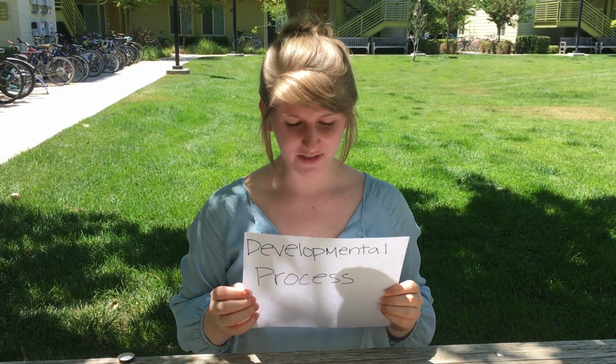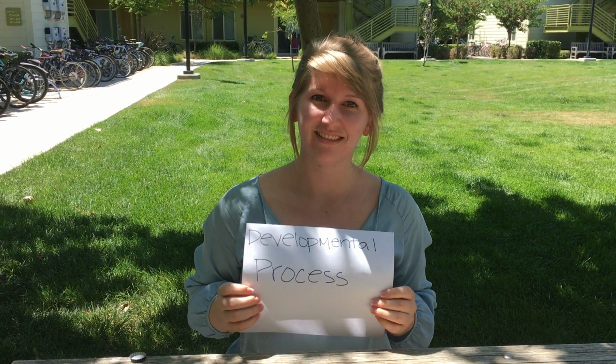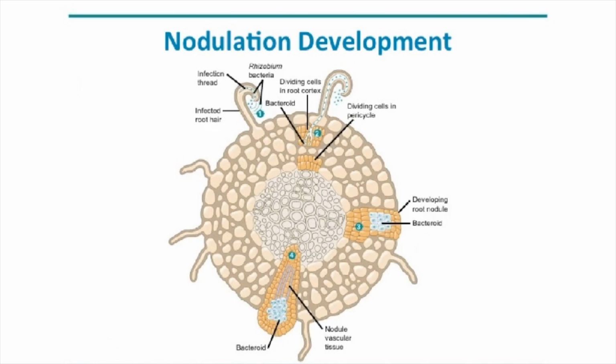Hi, I'm Randi, and I'm going to be talking about the developmental process of nodulation. The way that nodulation develops, plant roots release chemical signals called flavonoids to attract rhizobia bacteria in times of nitrogen depletion. Rhizobia are then drawn to the root and attach to root hairs, where they then emit signals called nodulation factors. The root hair responds to these nodulation factors by curling up, as you can see here, and encompassing the bacteria.